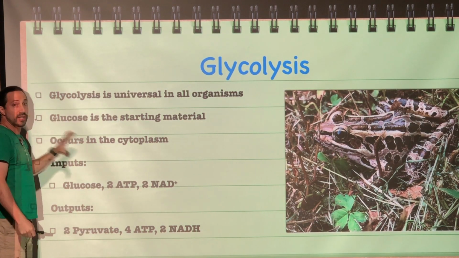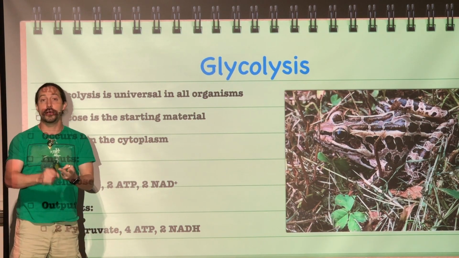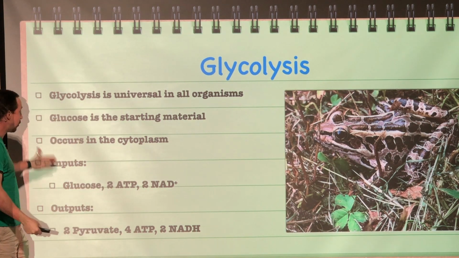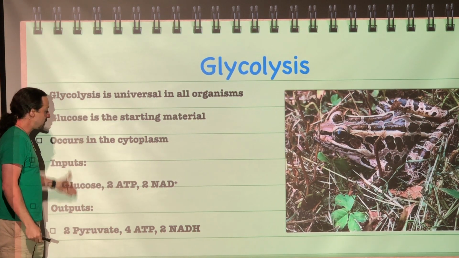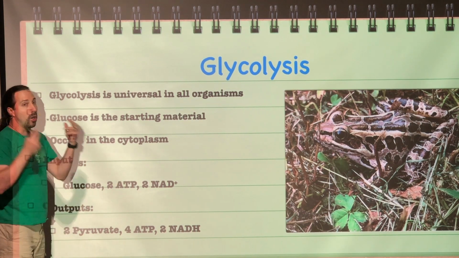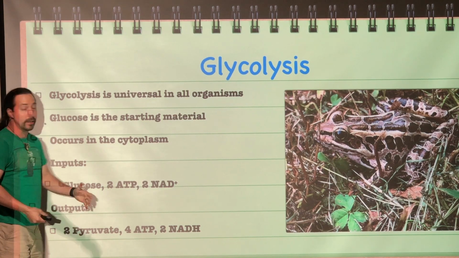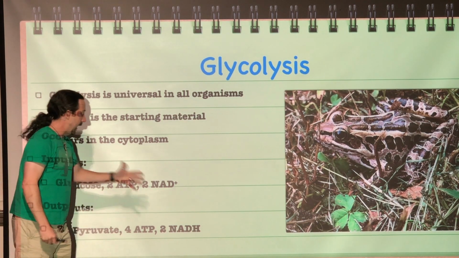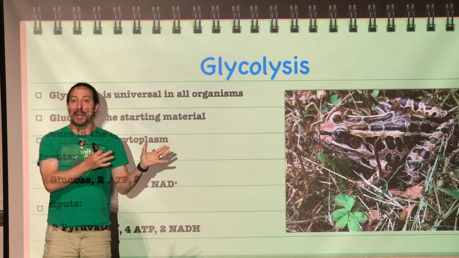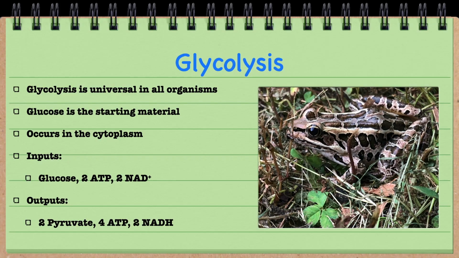It does occur in the cytoplasm. Again, that means it doesn't matter if it's a prokaryote or a eukaryote. They can perform glycolysis. The inputs would be glucose, our 2 ATP, and our NAD+. But our outputs, it's really important, we generate 2 pyruvate, 4 ATP, and 2 NADHs. We used up 2 ATP, but we made a profit of 2 ATP.